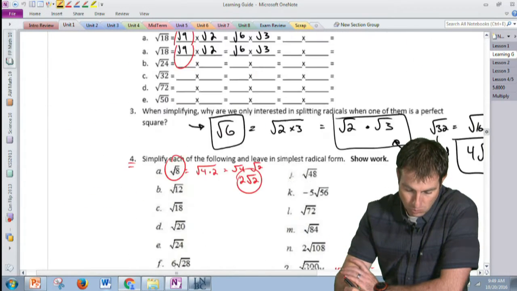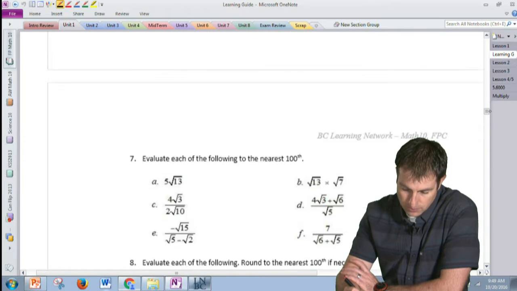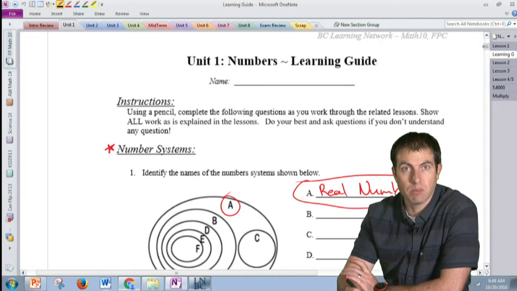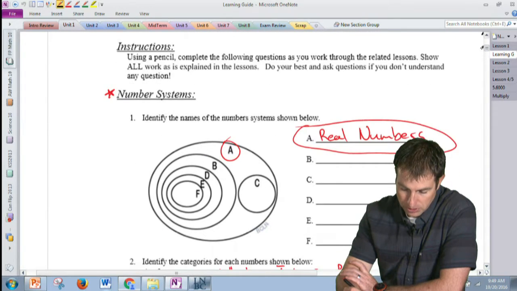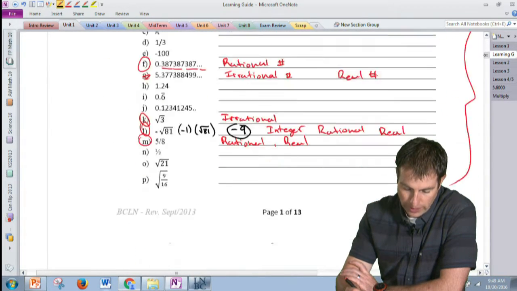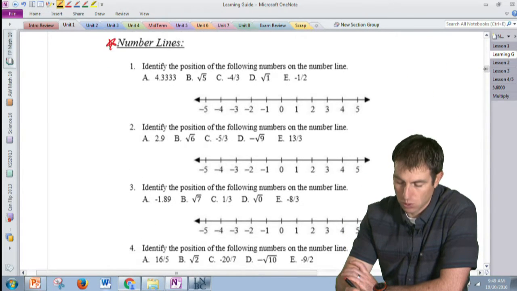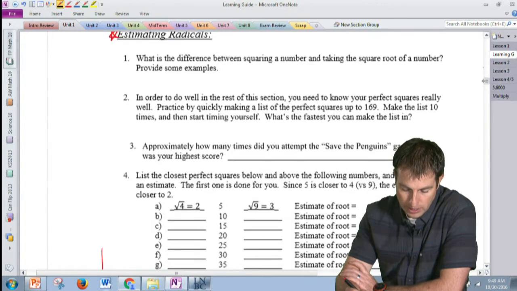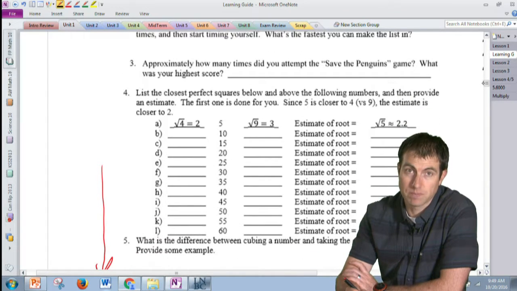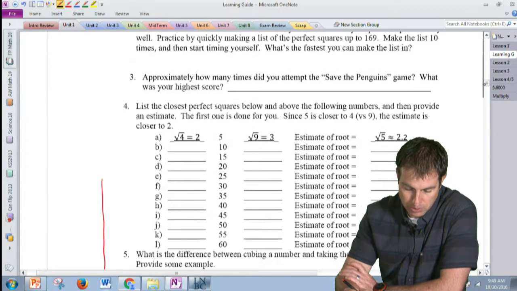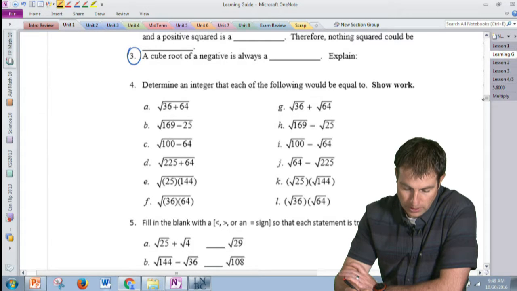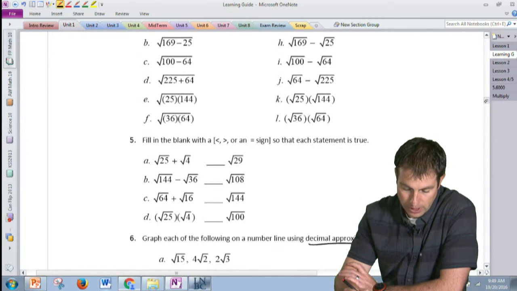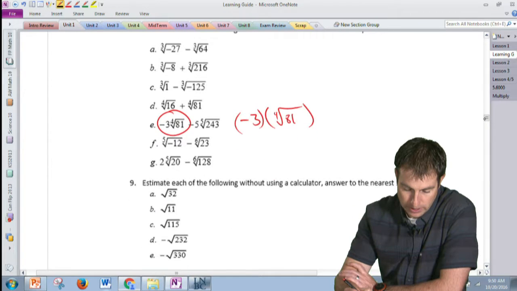All right, what have we done? Where are we? Let's go to the top. So we talked about the real number system, real numbers, irrational numbers, whole numbers, natural numbers, integers. You can go through that stuff. We talked about square roots and estimating where they go on the number line. We talked about perfect squares and estimating roots based on what perfect squares they're between. Did some irrational number stuff where we talked about adding and subtracting radicals, number lines.